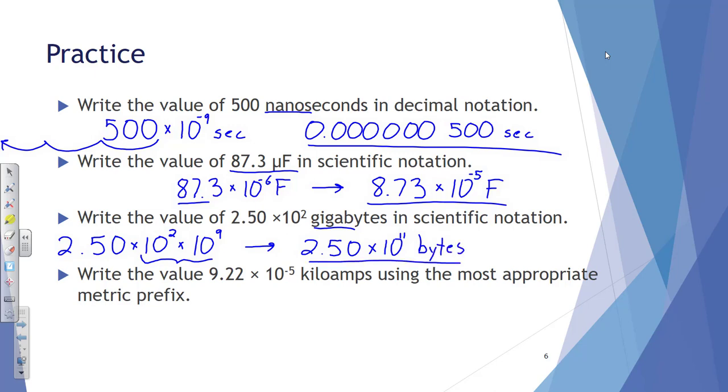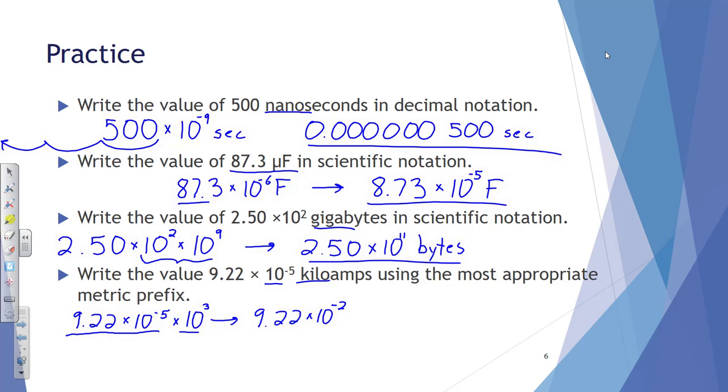And finally, write 9.22 times 10 to the negative 5th kiloamps using the most appropriate metric prefix. Lots of different ways to approach this, but one way is to say 9.22 times 10 to the negative 5th. Now that's a kilo, and so we can replace kilo with 10 to the 3rd. That's in addition to the power of 10 that was already there. So 9.22 times 10 to the negative 5th kiloamps. Let's put our powers of 10 together so that it's in scientific. That's 9.22 times 10 to the negative 2.